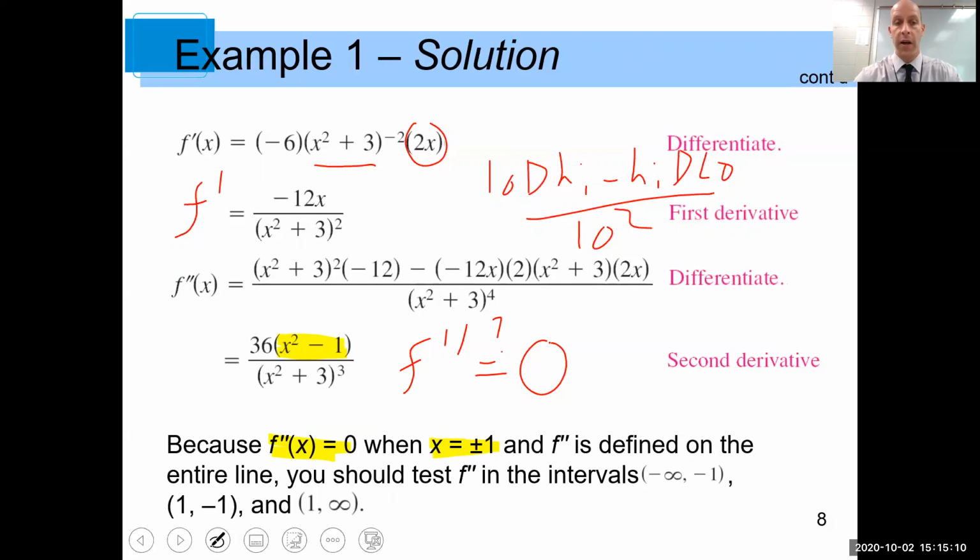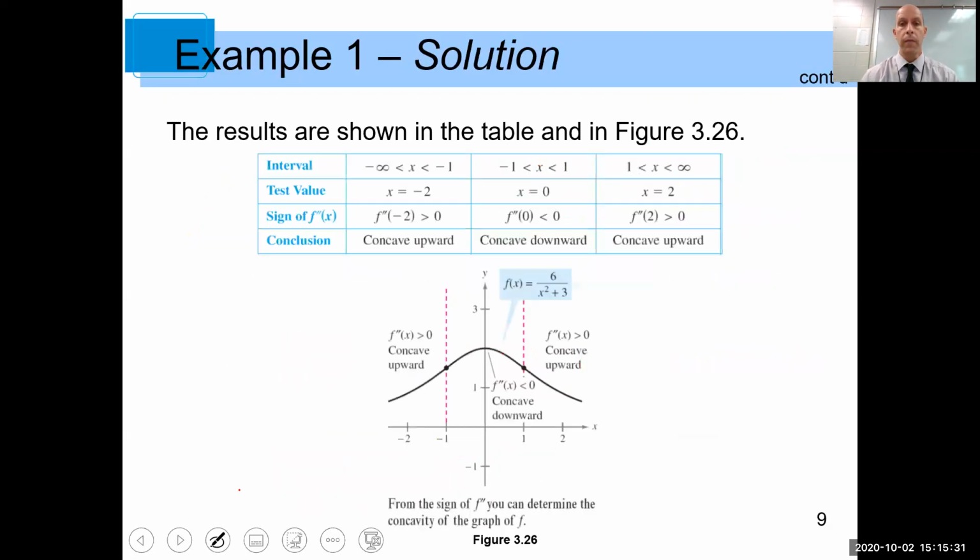F double prime is defined on the entire real number line. So we need to test from negative infinity to negative 1, from negative 1 to 1. I think I got that backwards. I'm sorry. This here should be negative 1 to 1. So let's mark that out. That's a typo. And then finally 1 to infinity.